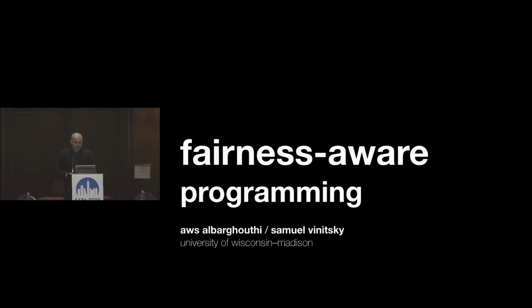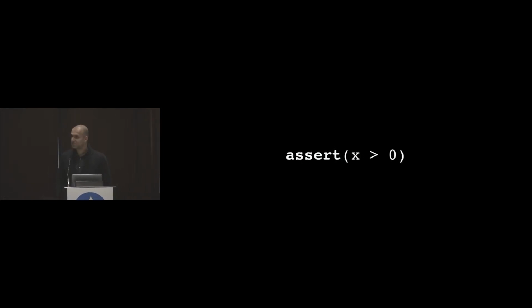This is joint work with Sam Vinitsky, and the idea here is that we have assertions as in a programming language. As a programmer, I might write such an assertion to indicate that at this point in the code, the value of x should be greater than 0. And that's because I've designed the algorithm this way. I expect the value of x to be greater than 0. But code is tricky, and I may have made mistakes. So I state this expectation in there, and if it fails, then the program will yell at me and tell me that this doesn't work.